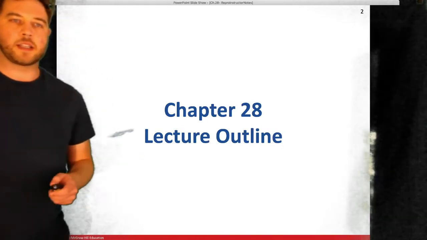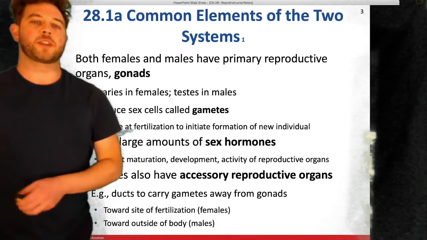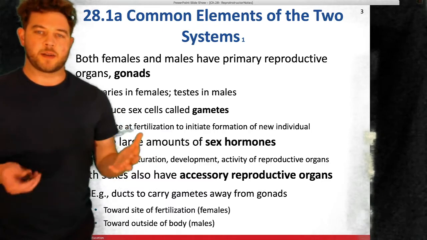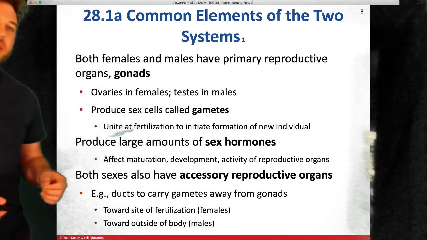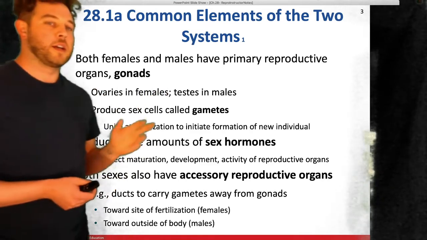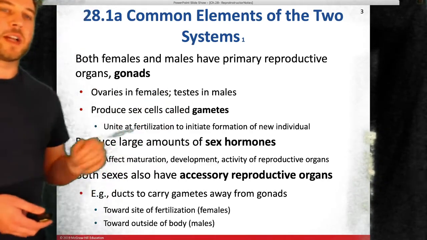Chapter 28, this is our reproductive system lecture. So we're going to start talking about the common elements between the two systems. Both females and males have primary reproductive organs called the gonads. The ovaries in females, the testes in males, they're homologous structures.